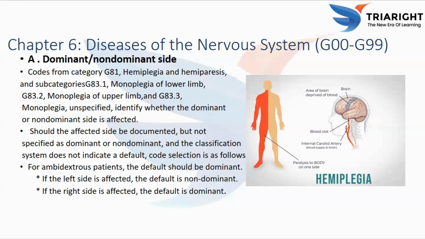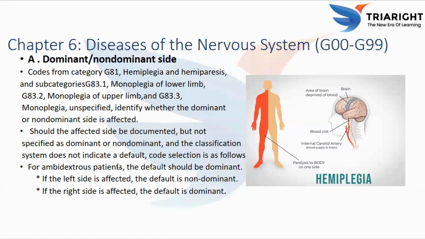For example, when the patient is ambidextrous. What do you mean by ambidextrous? It means they use both hands equally. You call them an ambidextrous patient or ambidextrous human. In the case of ambidextrous, you always assume the affected side is dominant.